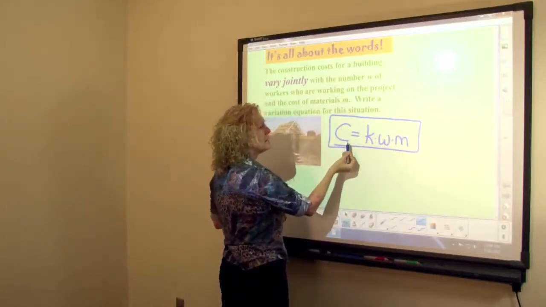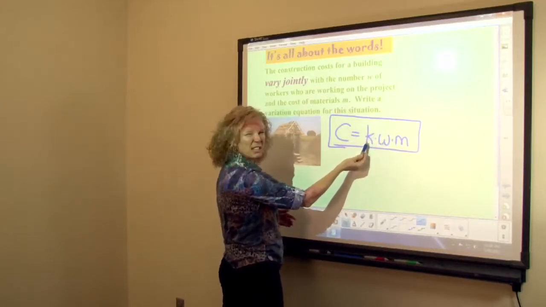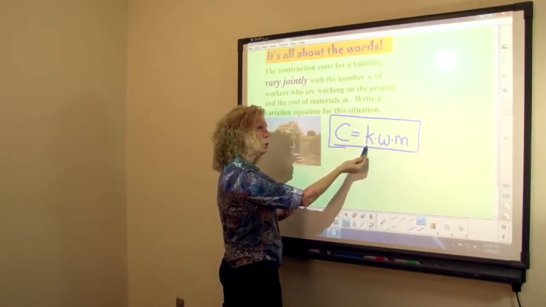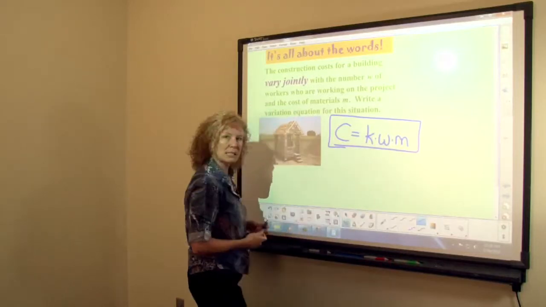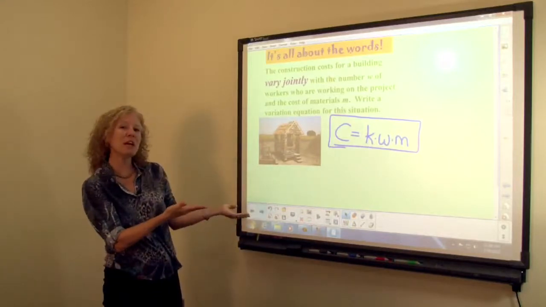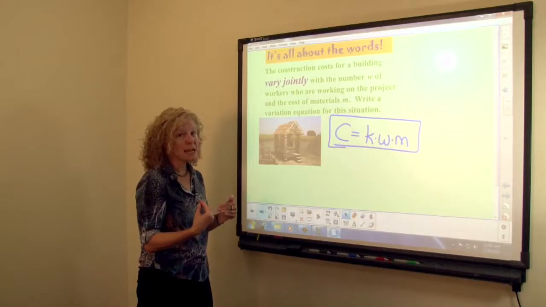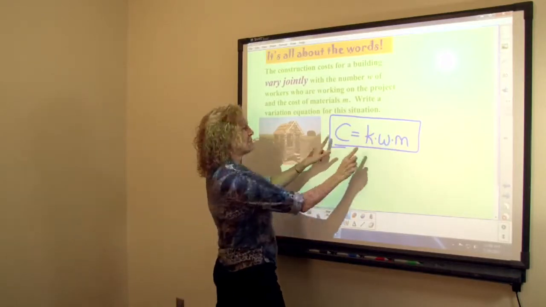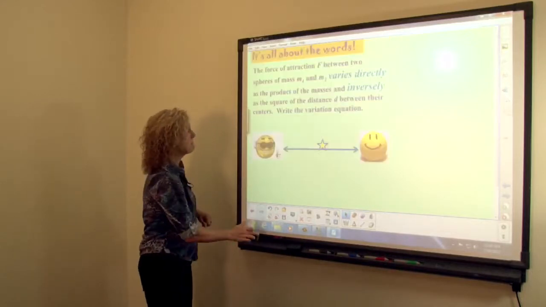Your cost is going to be some constant times the number of workers. Obviously that constant is going to include how much you're paying those workers and their benefits, and then the cost of the materials as well. Okay? So that's my variation equation. I don't know what the K value is in this case. I'd have to have some numbers to put in order to compute it.